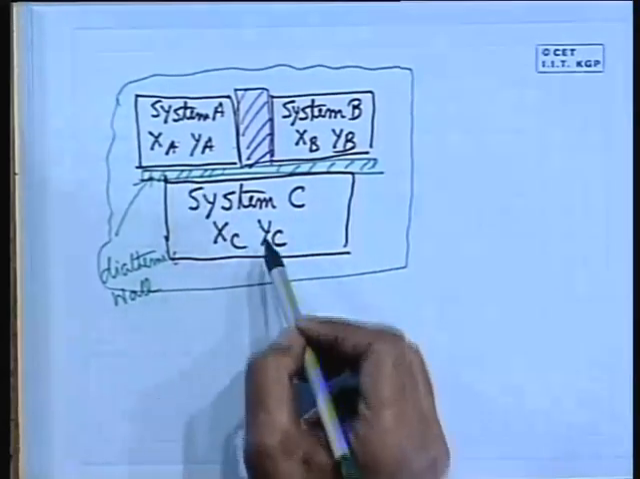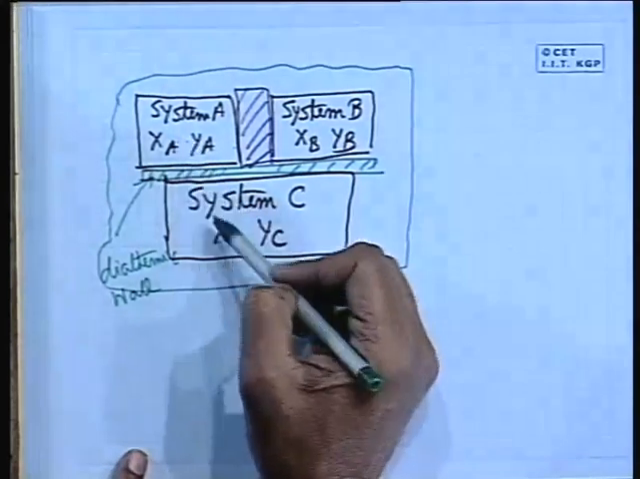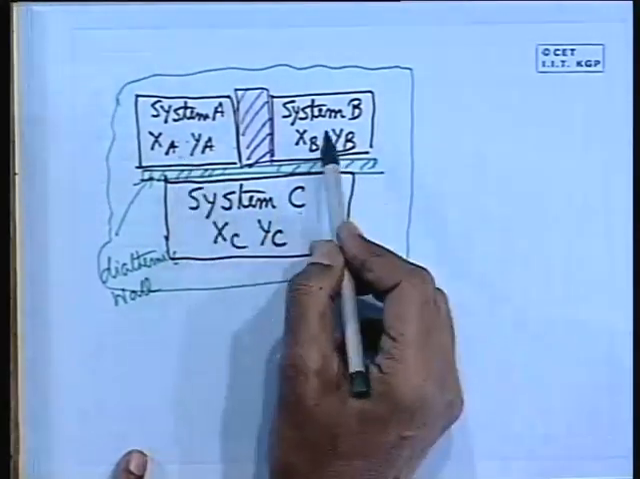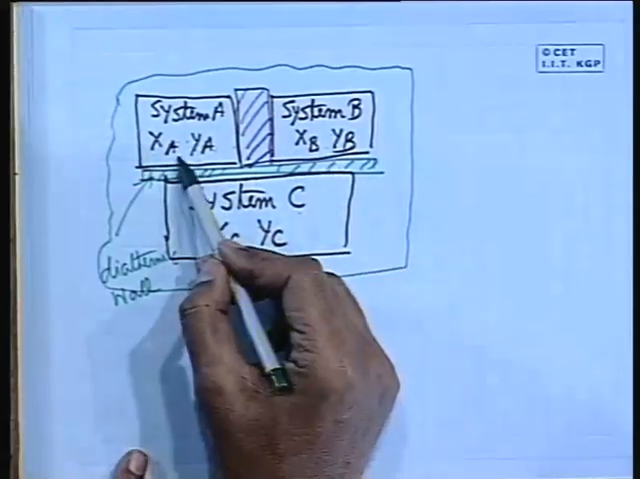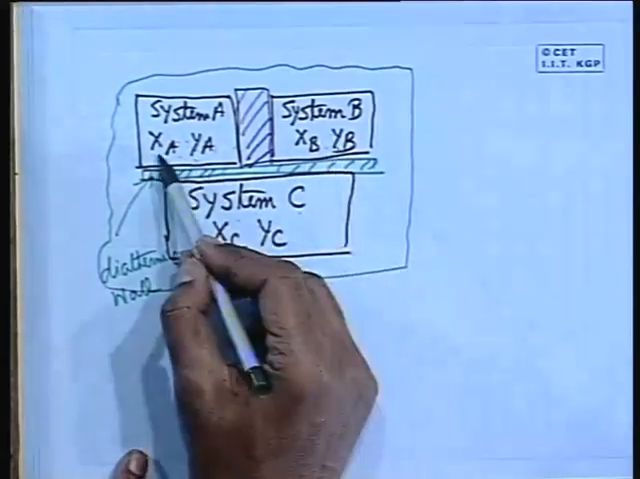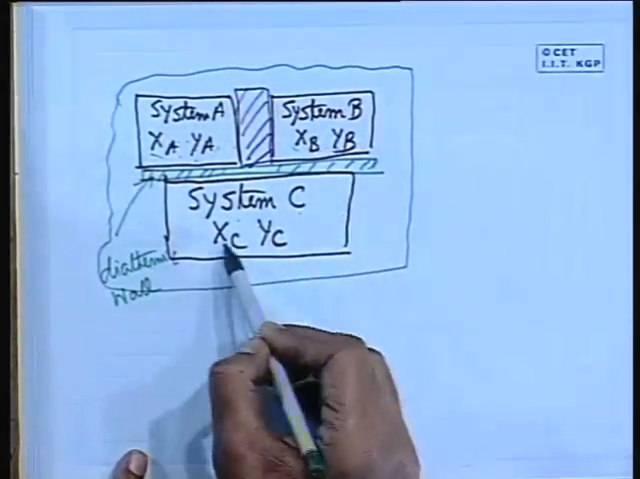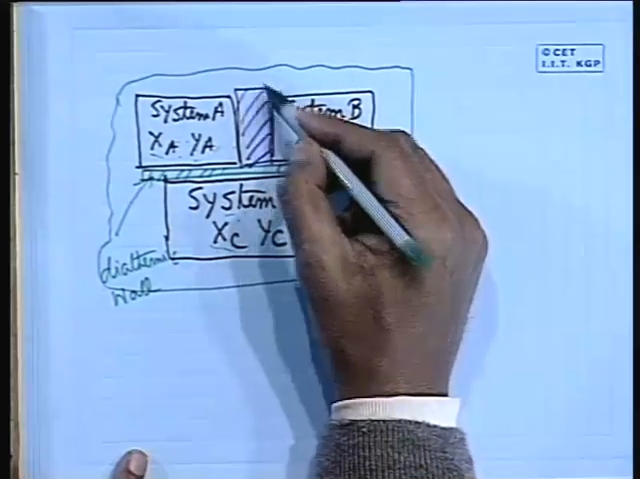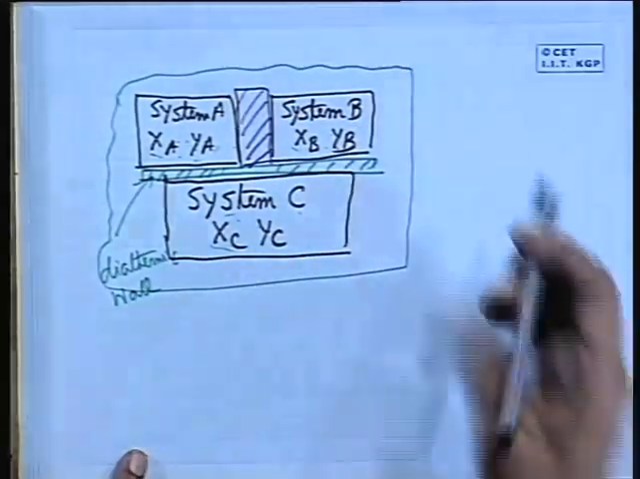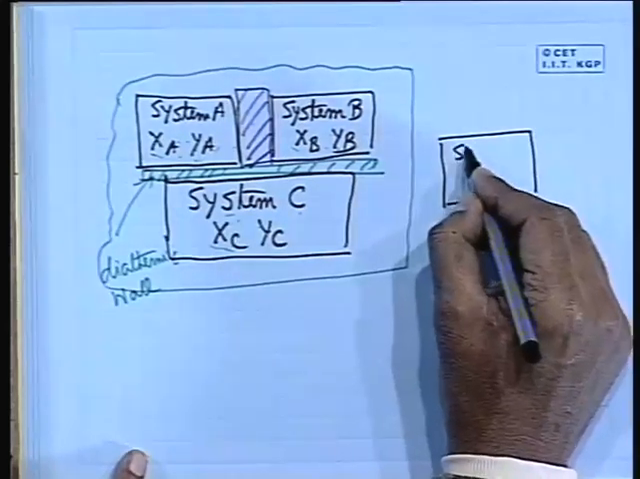That means the properties XC, YC change because of the interaction with system A and system B, and the properties of system A and system B also change and they attain some restricted values. For example, at some equilibrium state we get some properties XA, YA for system A, some values XB, YB for system B and XC, YC for system C.